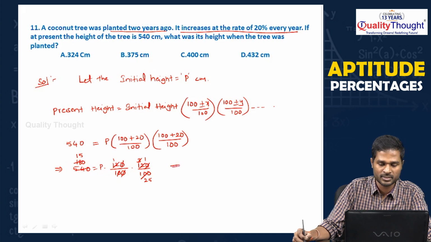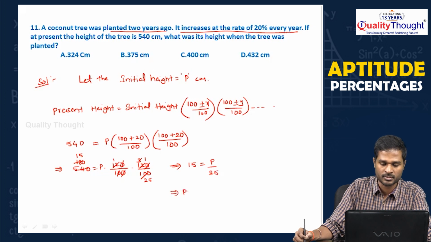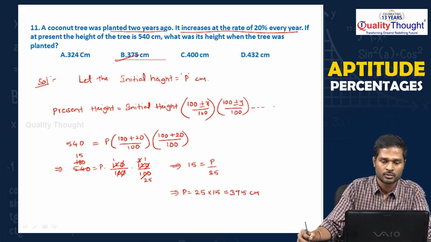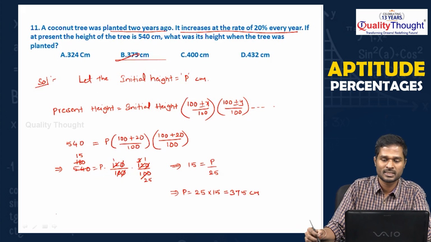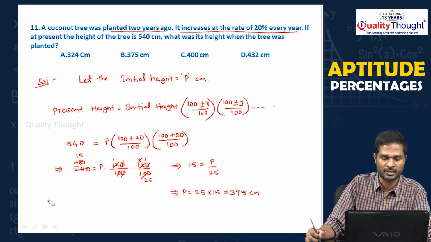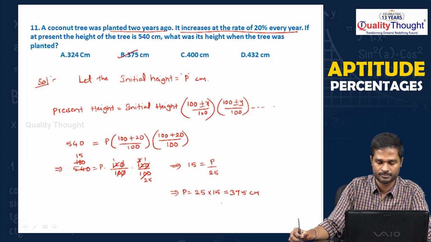Now, I'll write once again the things that are left. This is 15 left here, equal to P by 25. Now go for cross multiplication. P is equal to 25 into 15. So 15 5s are 75, 15 2s are 30 plus 7, that is 375 centimeters. So what is the question? What was its height when the tree was planted? So the height of the tree when it was planted was 375 centimeters.